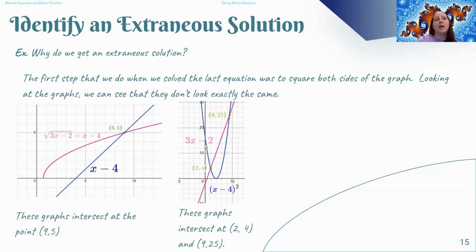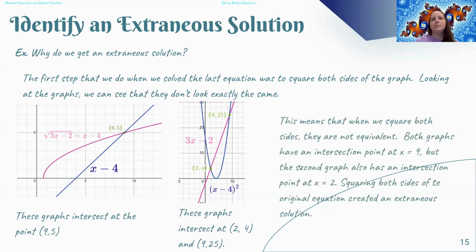When I squared it, I get 3x minus 2 and x minus 4 squared. So again, I have that quadratic equation. Now they're crossing at 2 points, at 2, 4, and 9, 25. So this means when we square both sides, they're not equivalent. Both graphs have an intersection point at x equals 9, but the second graph also has an intersection point at x equals 2. Squaring both sides of the original equation created an extraneous solution.